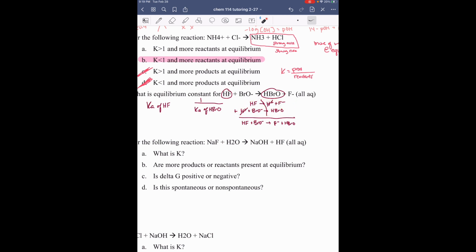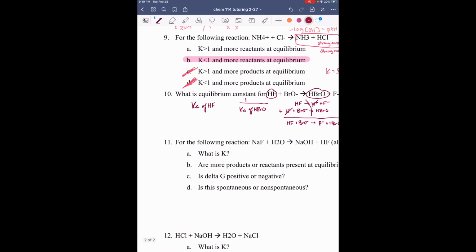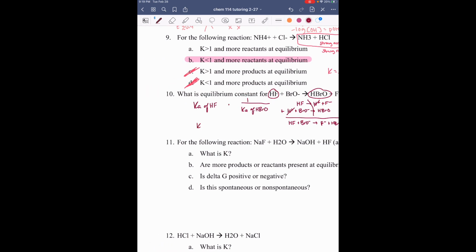So what happens when we add a reaction together? We multiply the K's. So if we multiply those K's, we get Ka of HF divided by Ka of HBrO. Yay.